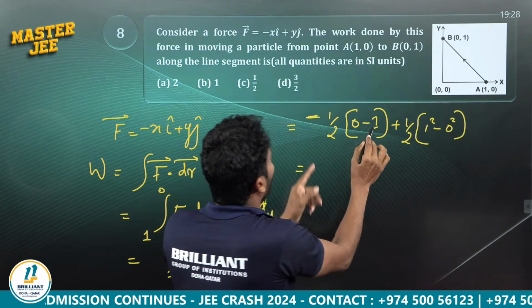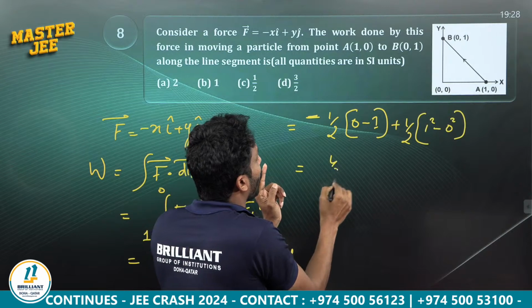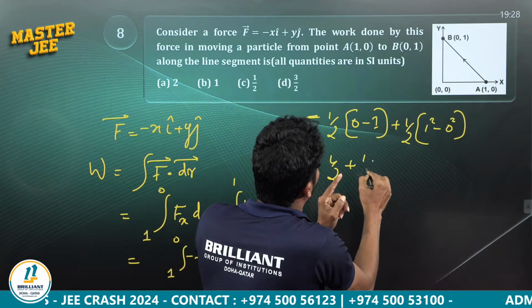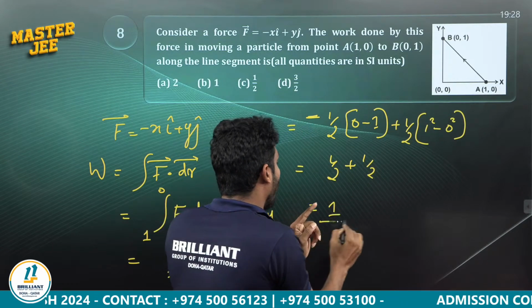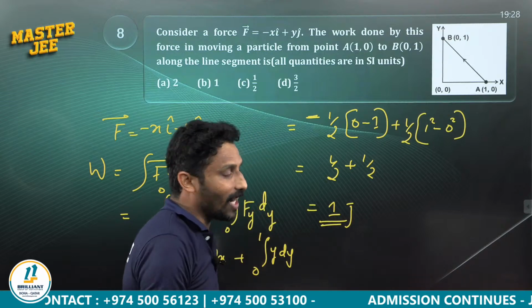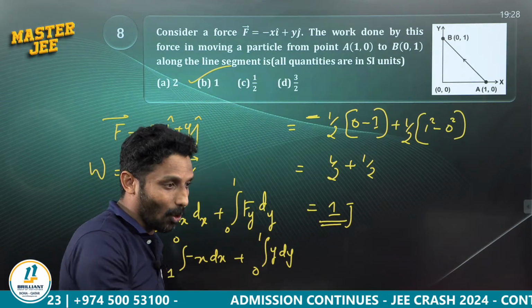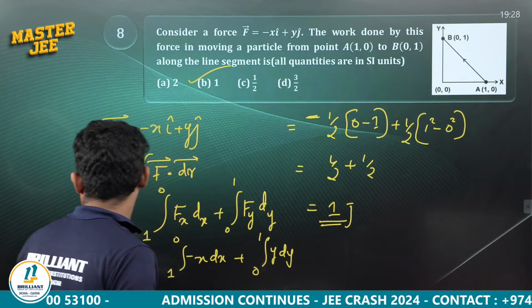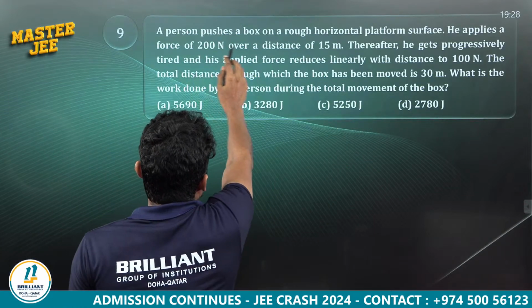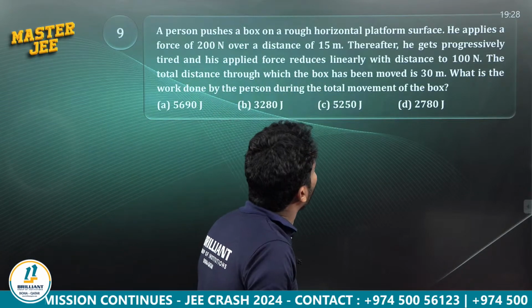This is minus 1 into minus half, which is 1 by 2, plus this 1 by 2. The answer is 1 joule, which is option B. Understood? Okay. Now, a person pushes a box on a rough horizontal platform surface.